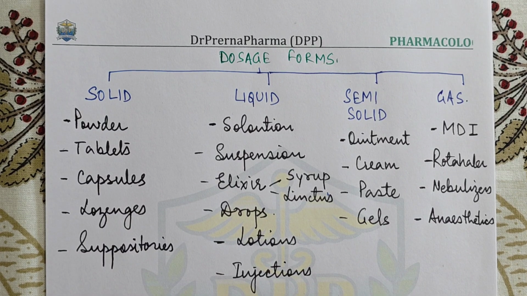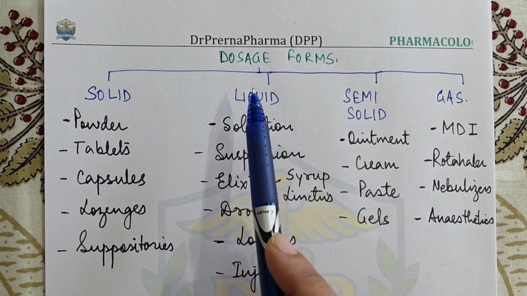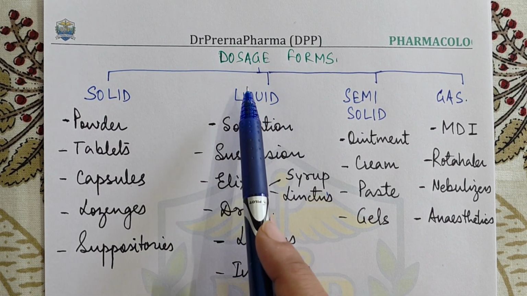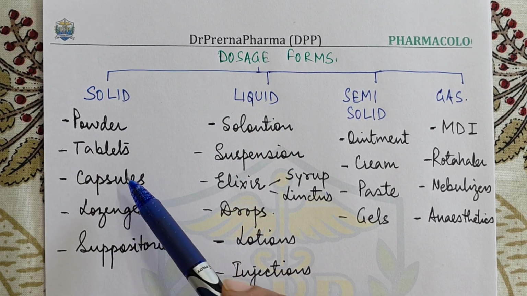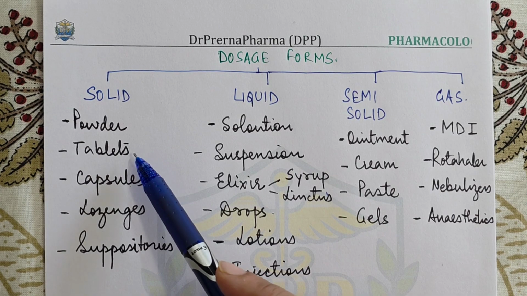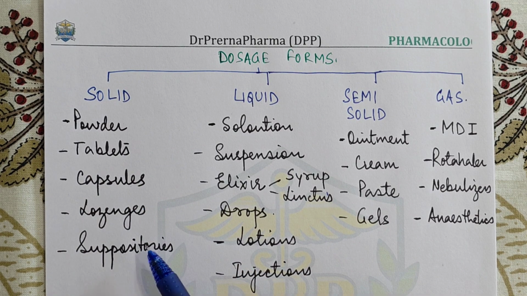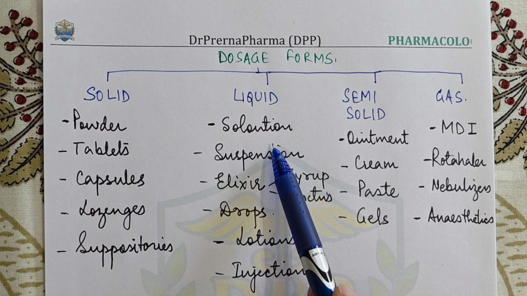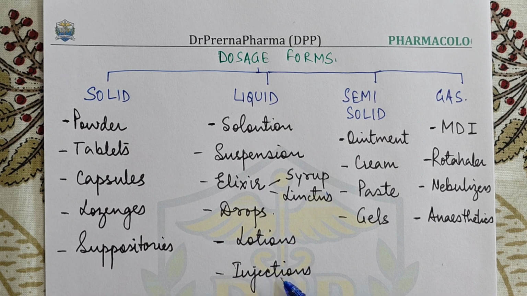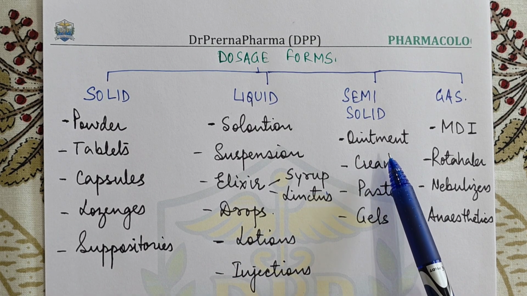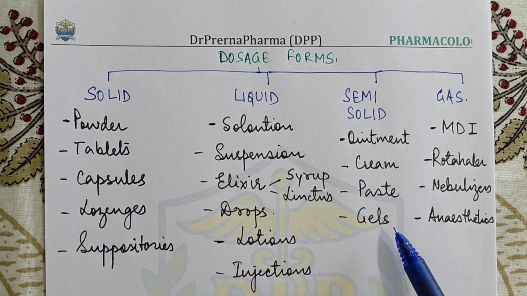So dear students, in this video, now we are going to discuss the dosage forms. Now dosage forms is a very important part of understanding the drugs. So here we'll be studying about the solid dosage forms, in which we have powder, tablets, capsules, lozenges, suppositories. Then we have the liquid dosage forms, in which we study about solutions, suspension, elixir, syrups, linctures, drops, lotions and injections. Then we have semi-solid dosage forms, where we study about ointment, cream, paste and gels.